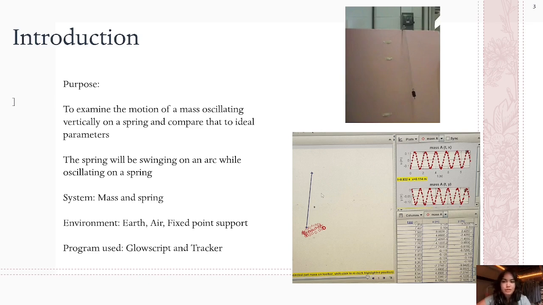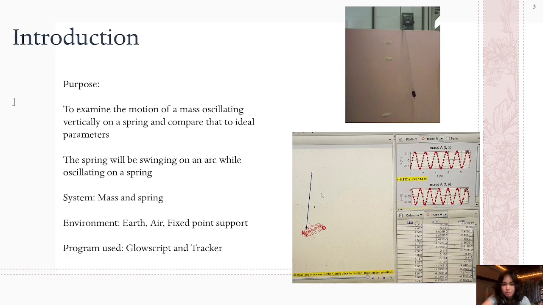So the purpose of the lab was to determine the motion of a mass oscillating vertically on a spring and compare that to the ideal parameters. The spring was swinging on an arc while oscillating up and down on the spring. On the top you can see an actual photo of the spring mass system that was connected to a fixed focal point. And on the bottom photo, you'll see the actual program that we used, called Tracker, to be able to do this lab.